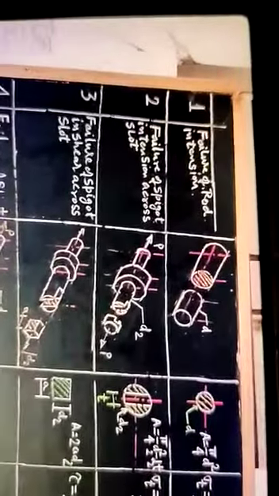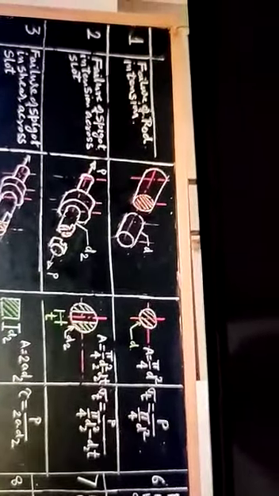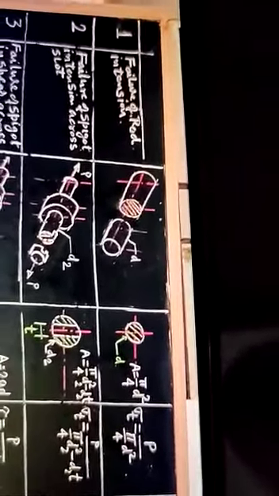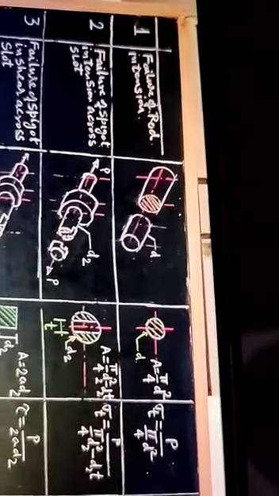The second failure is the failure of spigot in tension across slot. This is the isometric figure, and this is the resisting area. A is equal to pi by 4 d2 square minus d2 into t, and strength equation is sigma T is equal to load upon resisting area, that is pi by 4 d2 square minus d2 into t.